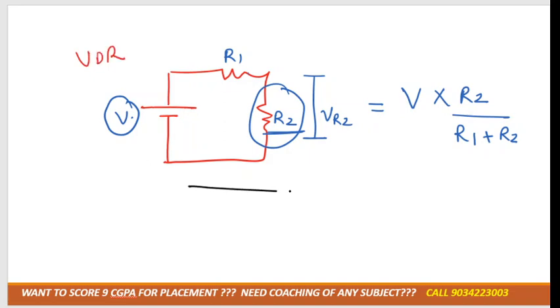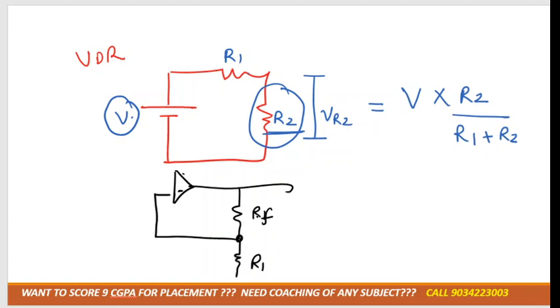Now we have the same circuit like this. RF is there and R1 is there, right? As you can see, RF and R1 are in series, so there is a voltage across Vx. Vx means we need to calculate the voltage across R1, that is Vx.